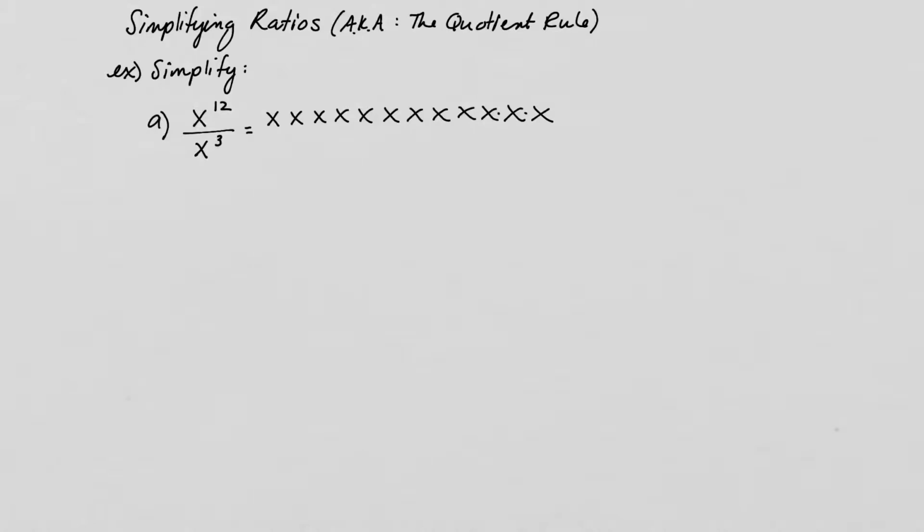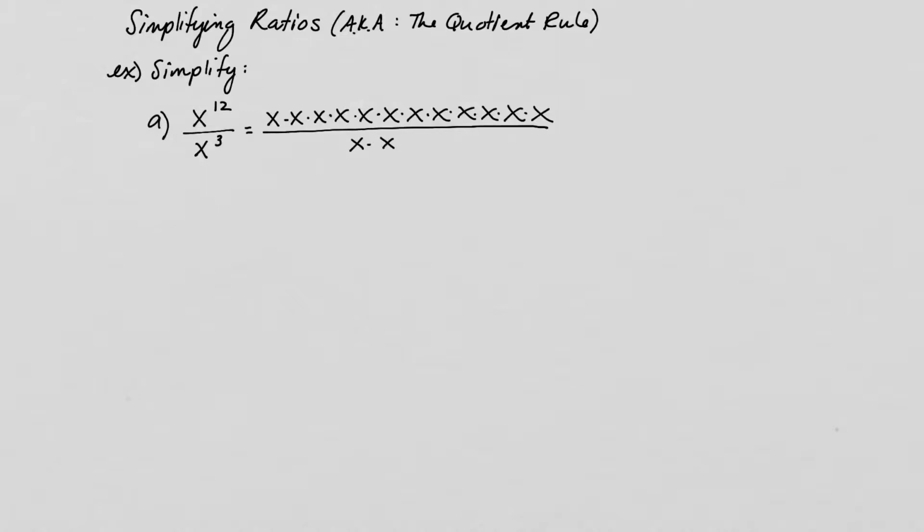So for instance, if I had, say, x to the 12th over x to the 3rd. So what this is saying is that I have 12 x's on the top, right? So 1, 2, 3, 4, 5, 6, 7, 8, 9, 10, 11, 12, right? And these are all being multiplied times each other. And I have 3 x's on the bottom.